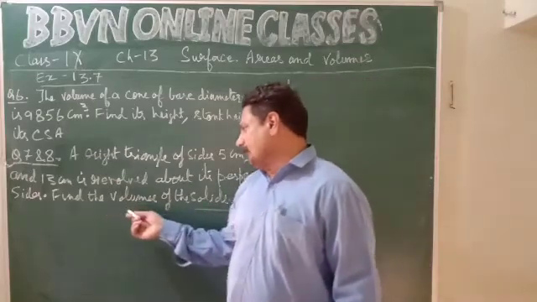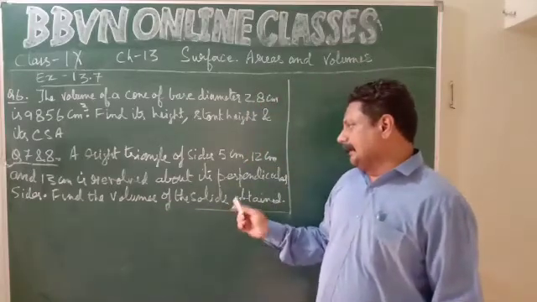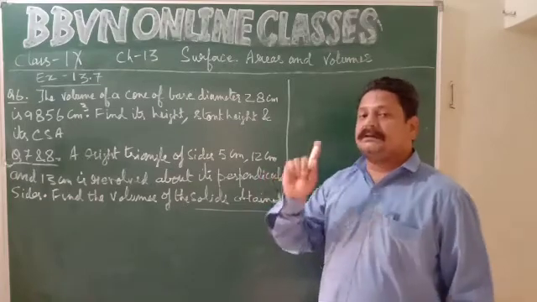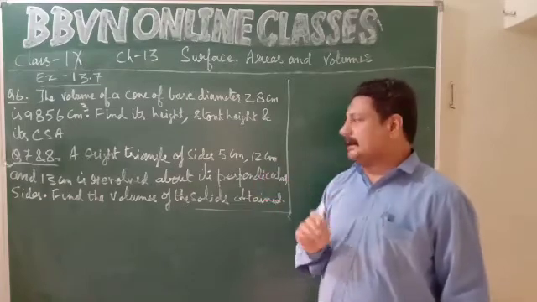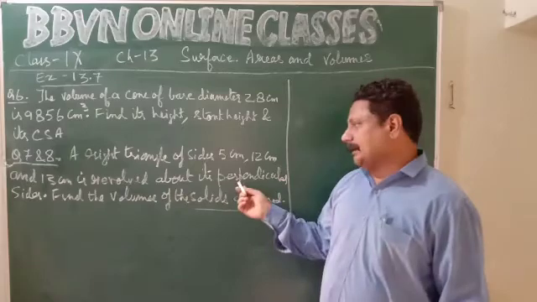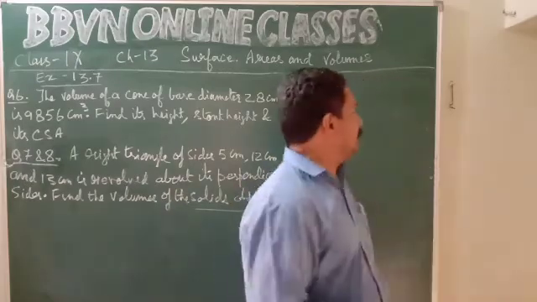You have to find the volume of the solid that is obtained when this triangle is revolved about the perpendicular sides. See, pay attention.